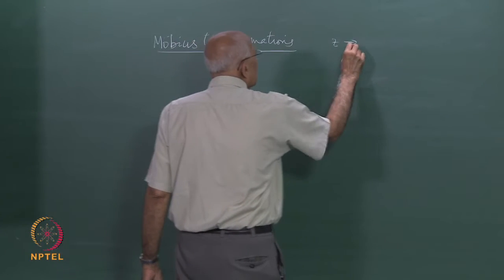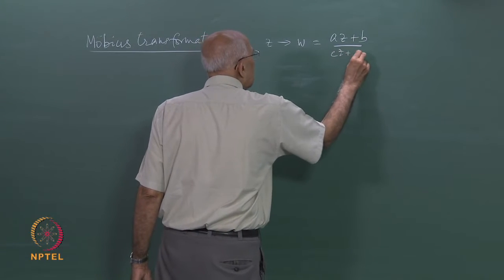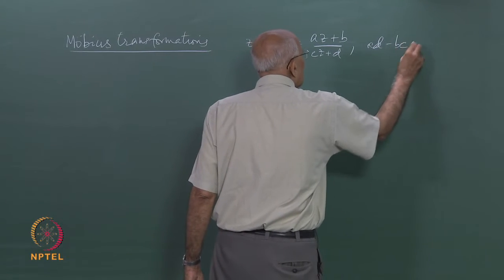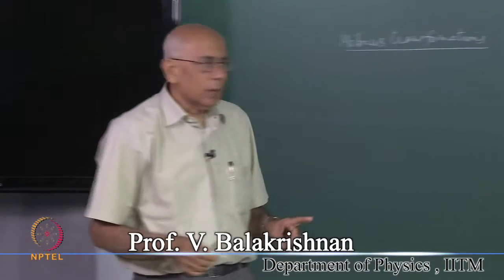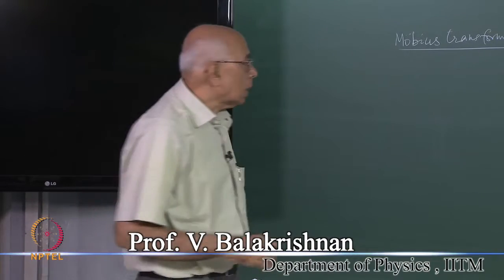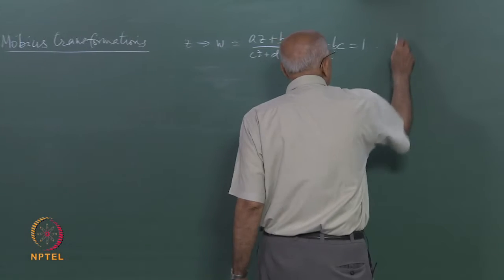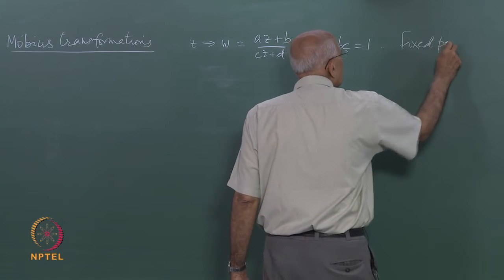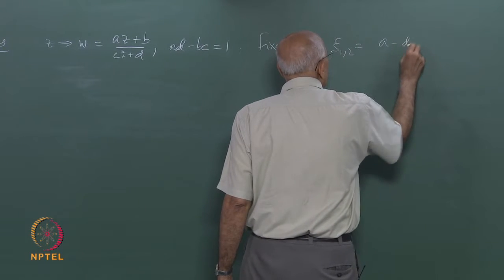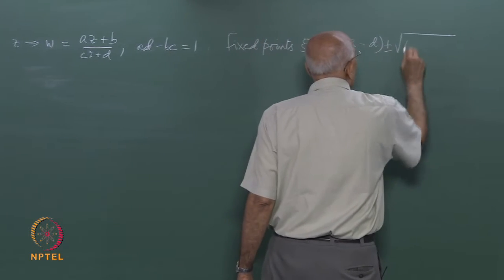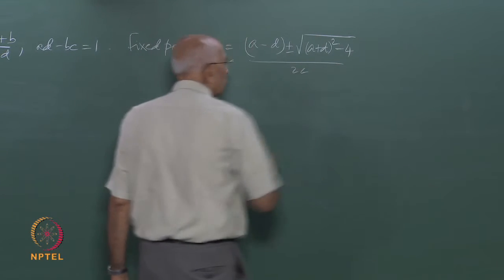in which a complex number z goes to W, which is az plus b over cz plus d, and we have agreed that we can always set ad minus bc equal to 1. Now, we classified these transformations into 4 according to the way in which the fixed points behaved. So, we had 2 fixed points and we call them xi 1 and 2, and they were a minus d plus or minus square root of a plus d whole squared minus 4 over 2c, this fashion.